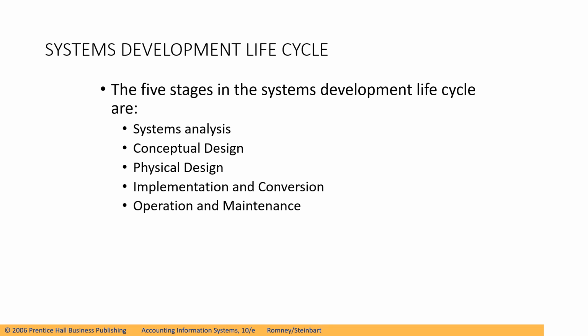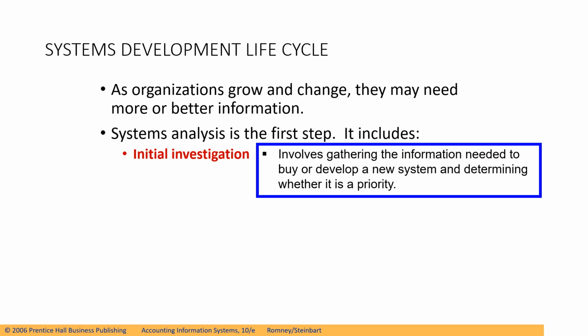In the system development life cycle, we have 5 stages. So memorize these 5 stages. First is system analysis. Second, conceptual design. Third, physical design. Fourth, implementation and conversion. And the fifth, the last, operation and maintenance. System analysis involves the following steps.